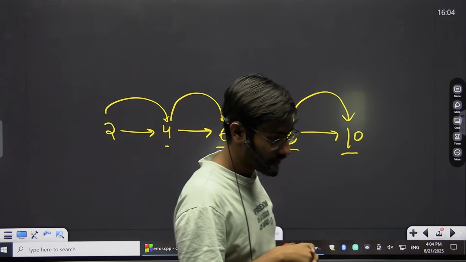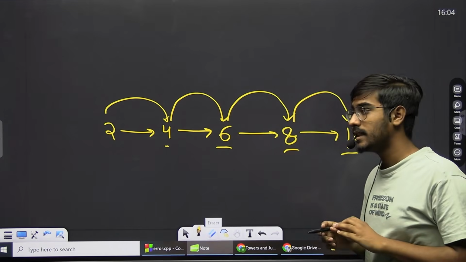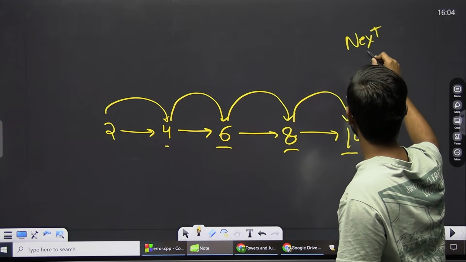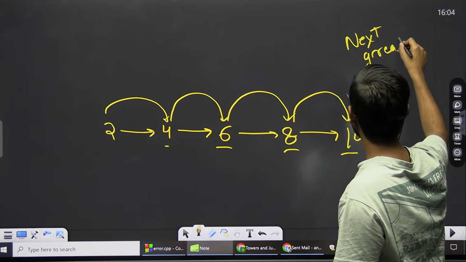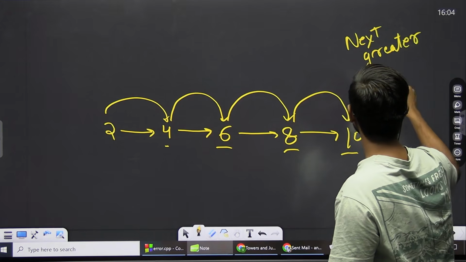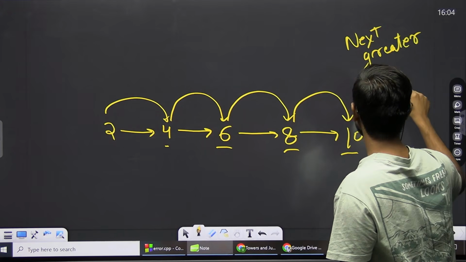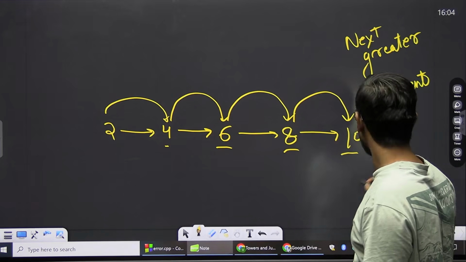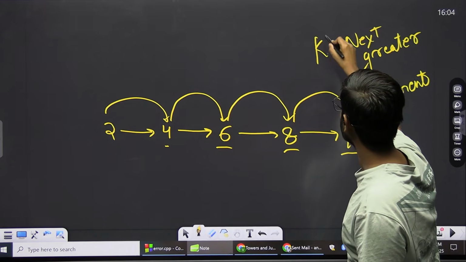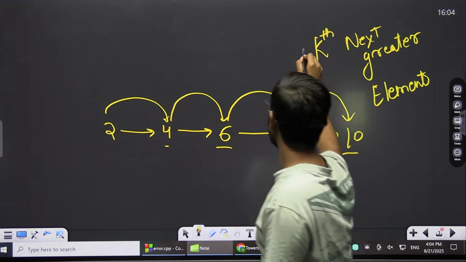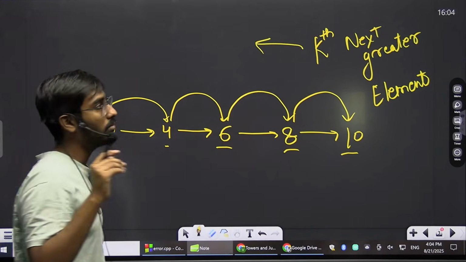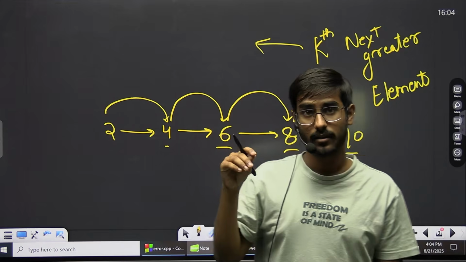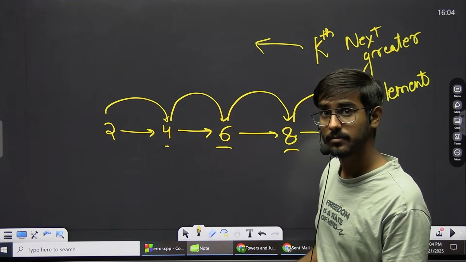So what we will do is use the same concept through which we find the next greater element. How do we find the next greater element? With the help of a stack. So I will use a stack only to find the kth next greater element. What is this k? K will be the limit of jumps a person can make. How we will find this, we will see in a short time.